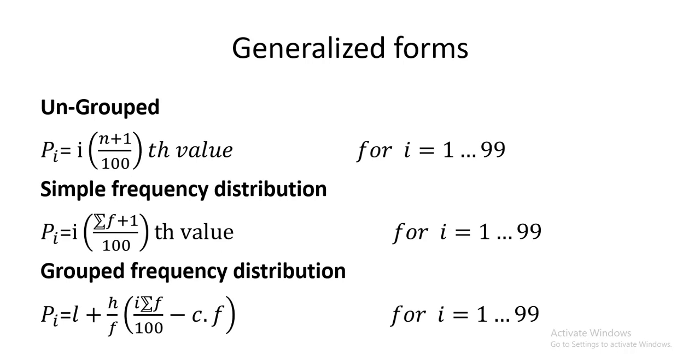Alright, so if we talk about the generalized form, ungrouped data has the generalized form P of i equals i times (n plus 1) divided by 100, where i varies from 1 to 99. It depends on whatever percentile is asked. For simple frequency distribution, the formula is P of i equals i times (summation f plus 1) divided by 100. And for grouped frequency distribution, the formula is P of i equals L plus h upon f into (i into summation f divided by 100 minus CF). Now this i varies from 1 to 99.